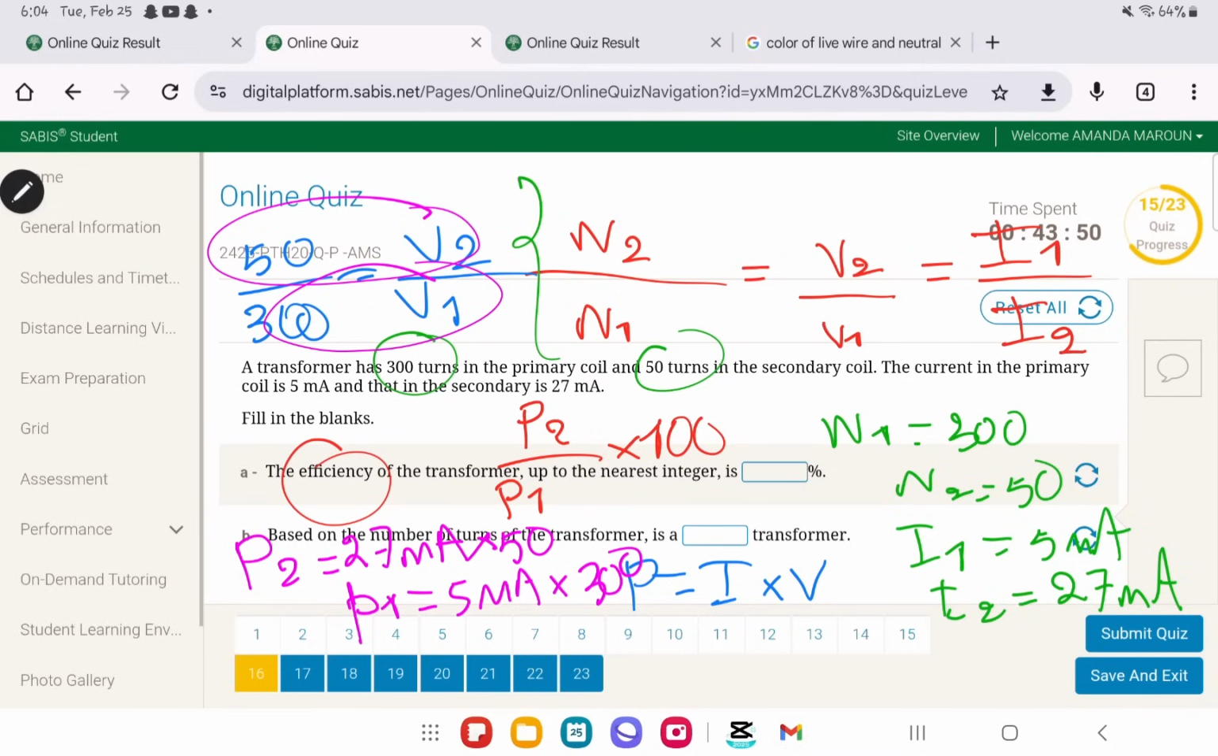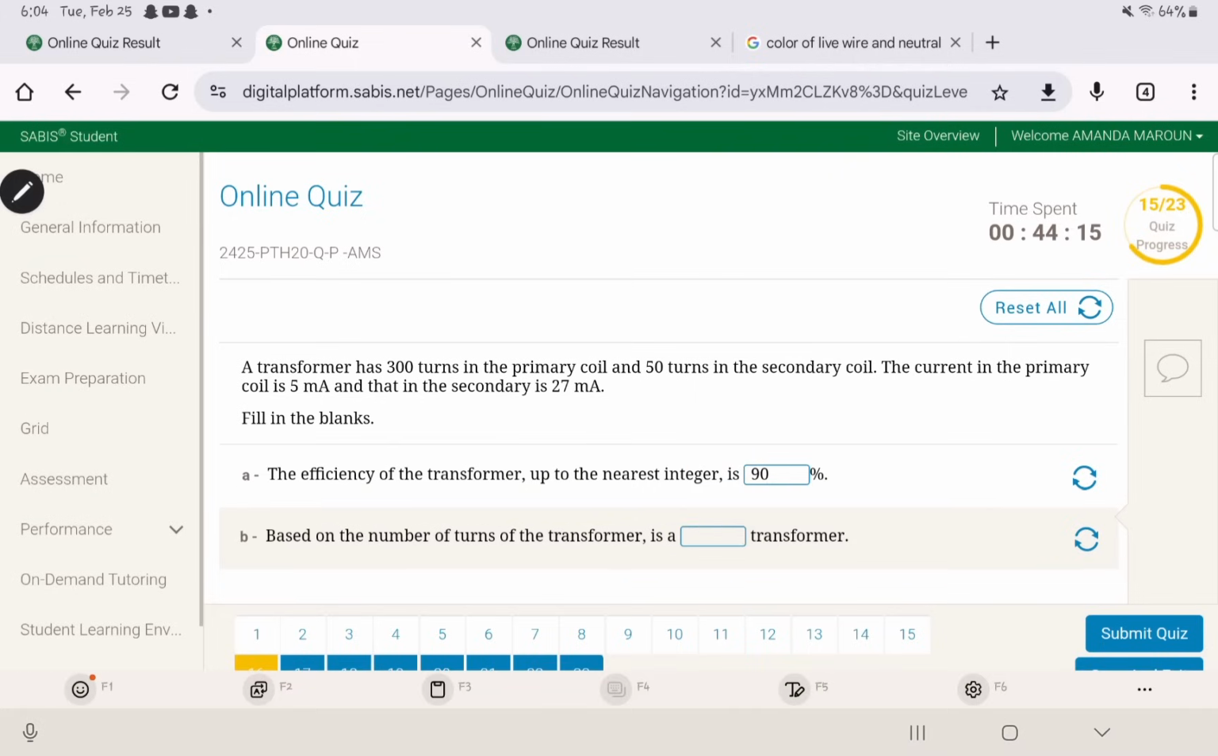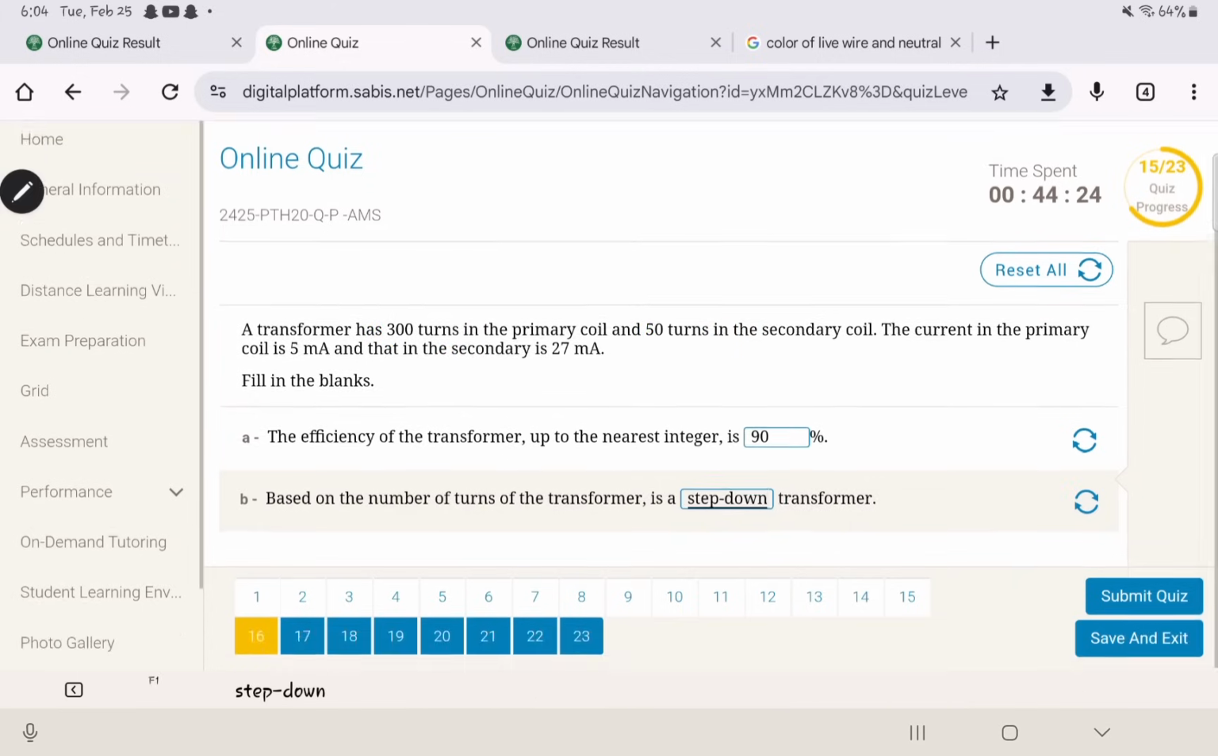Okay? So now, to find power 2, first of all, it's going to be 27 milliamperes multiplied by the voltage 2, which is 50. Power 1 is going to be, very simply, 5 milliamperes multiplied by 300. So you're going to put them on top of each other. It becomes 27 times 50 over 5 times 300, and you are going to get 0.9. But don't forget, you still need to multiply it by 100 to get 90%. So 90%. Now, based on the number of turns, if it was initially 300 and it became 50, it's decreasing. So it is a step-down transformer.